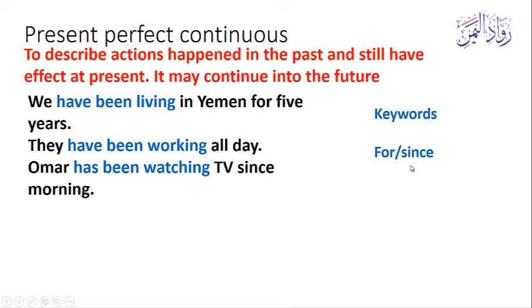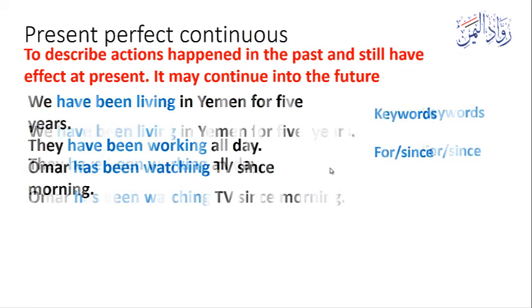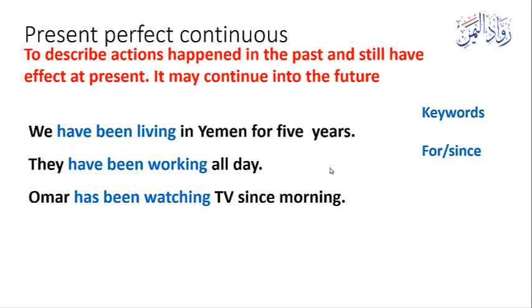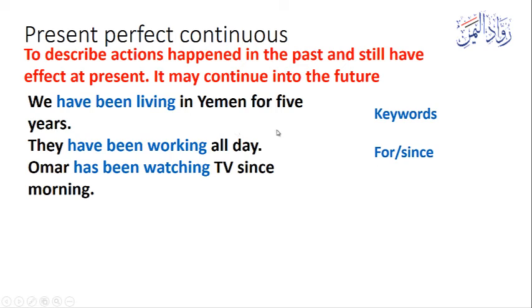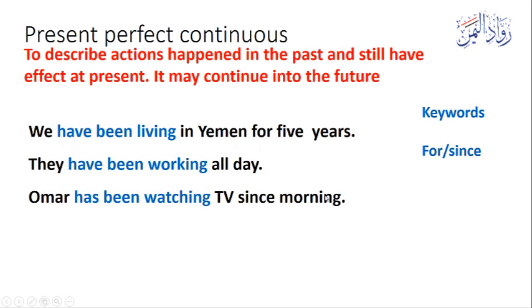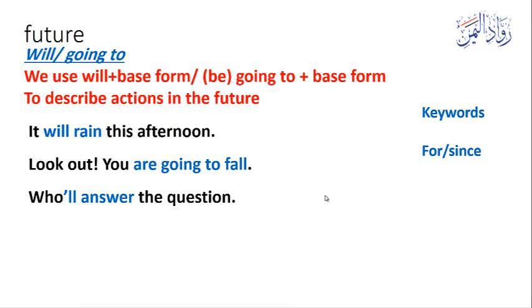Keywords for since. But let me go back to this. We don't use the verb know or state verbs with the present perfect continuous. For example, I have been knowing Ahmed for 2 years. I cannot say that. I can say I have known Ahmed for 2 years. Present perfect continuous, no, it's the same.